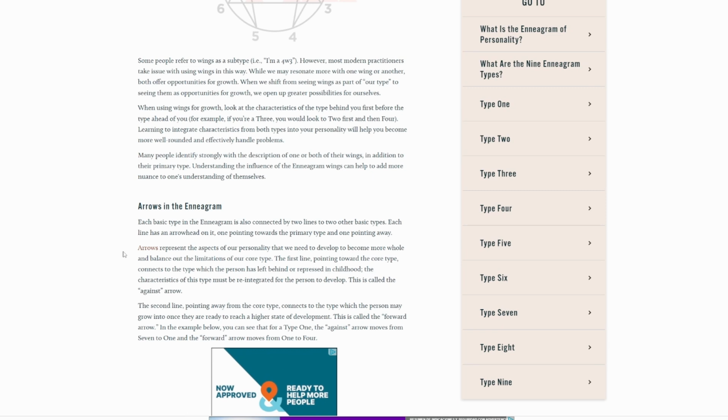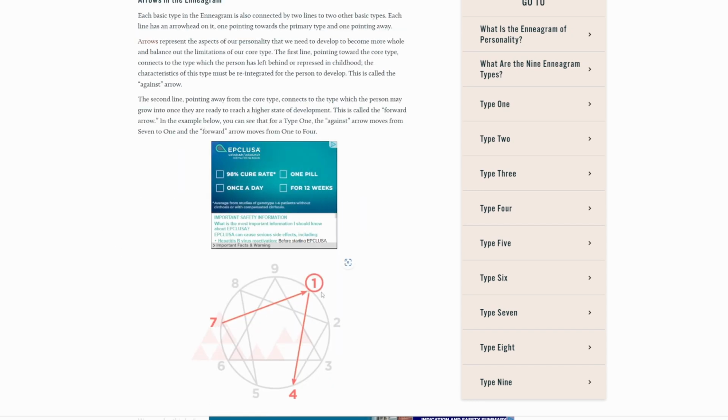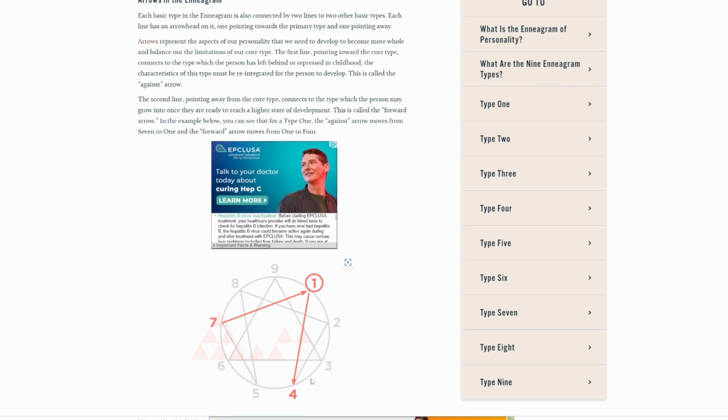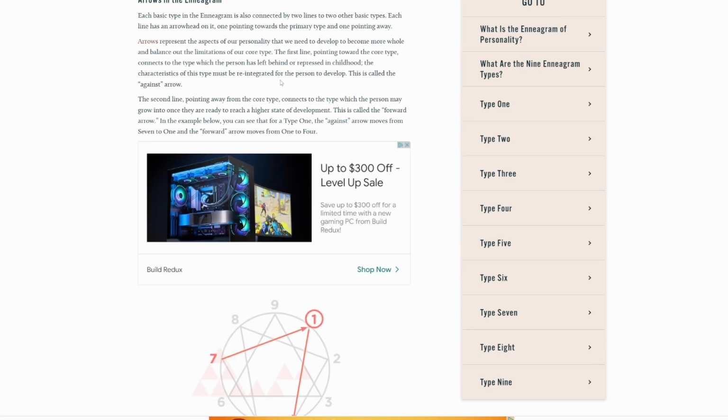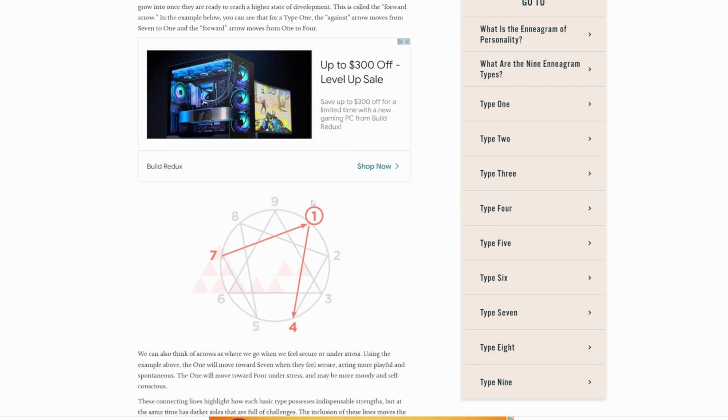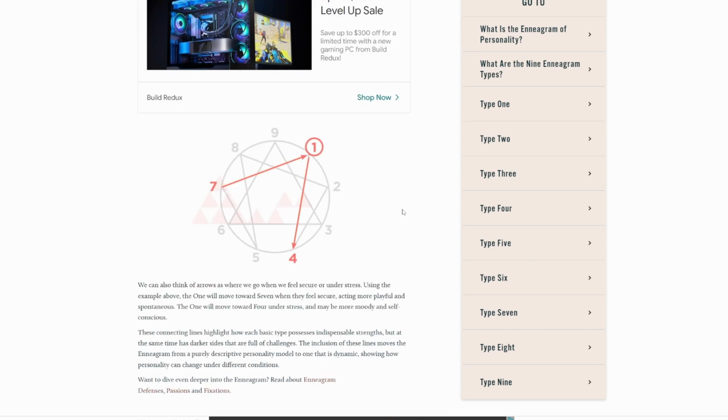Each basic type in the Enneagram is also connected by 2 lines to other basic types. Each line has an arrowhead on it pointing toward the primary type. 7 goes into 1, and then 1 goes into 4. So does that mean I'm connected to a 4 by 1 because of this almost triangle shape? For a type 1, the against arrow moves from 7 to 1, and the forward arrow moves from 1 to 4. Okay, so this is if someone's core type is a 1. They go against the 7, and if they are 1, their growth goes into 4. Okay, starting to get this.